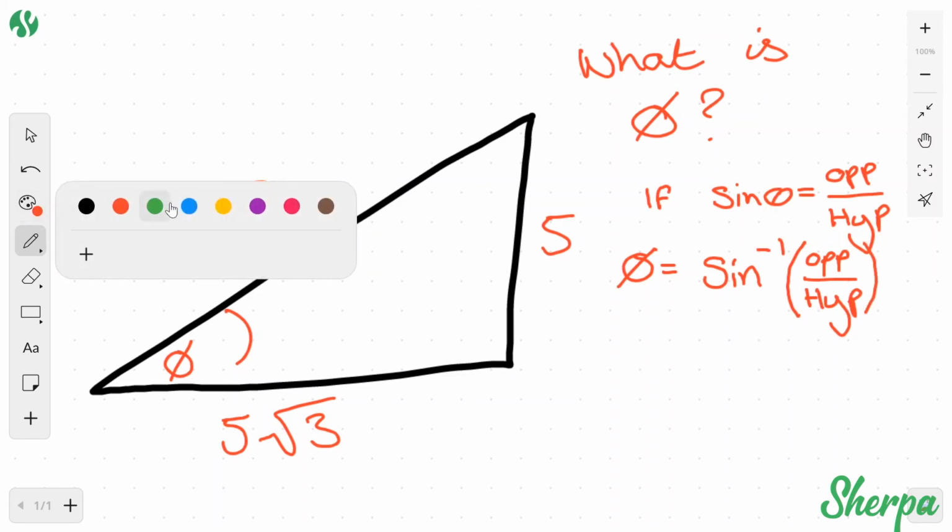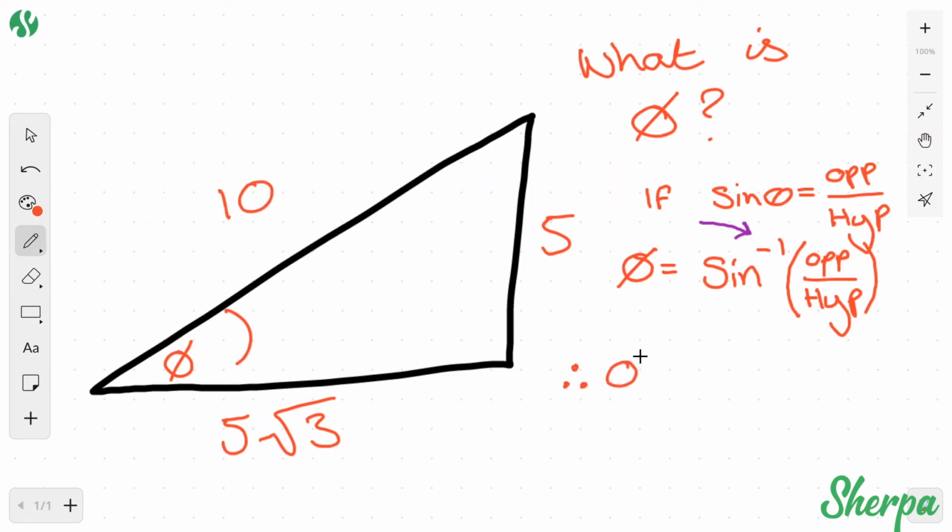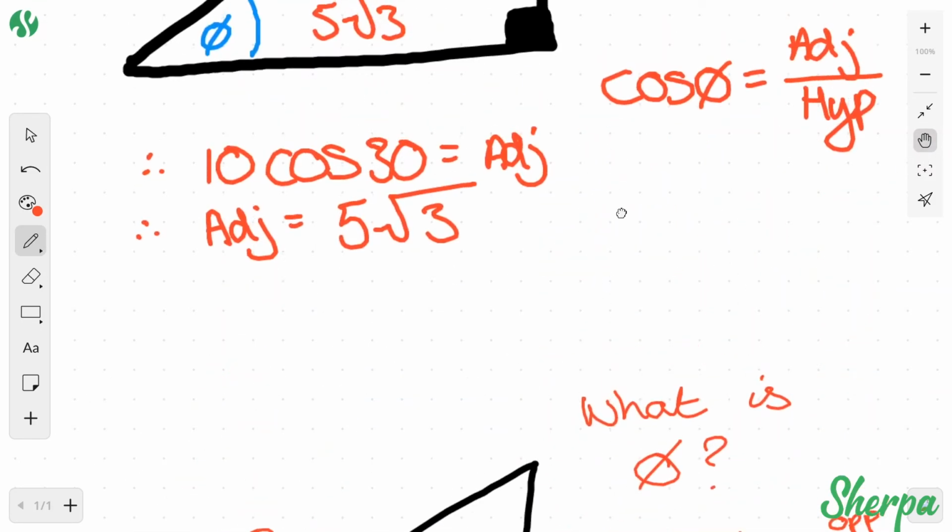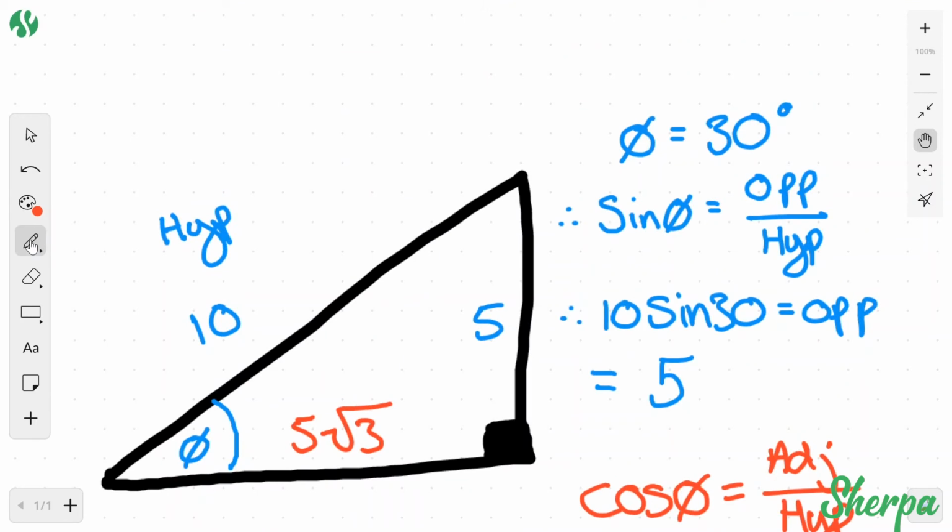So in this case, theta is going to equal sine to the -1, remember, of 5 over 10, which I know is a half. So theta equals sine to the -1 of a half. When we put that into our calculator, we get 30 degrees. But we did already know that because when we look at that original triangle, which we constructed the lengths from, that was the angle that we used. So when we check, theta equals 30.